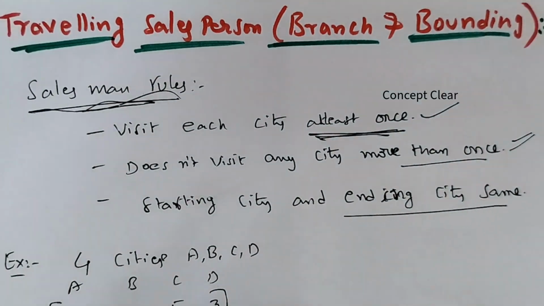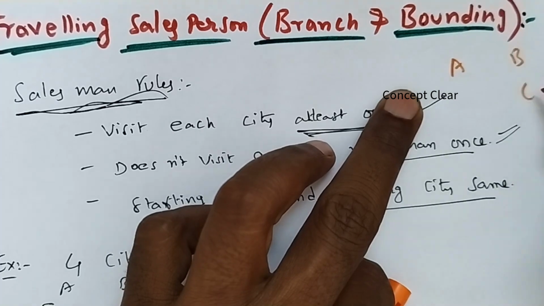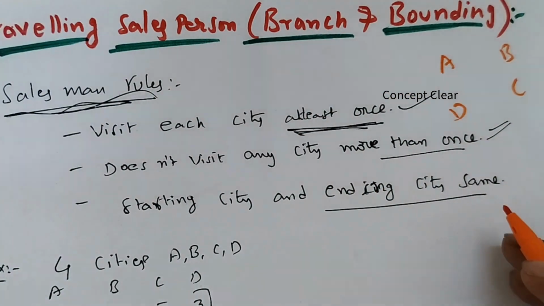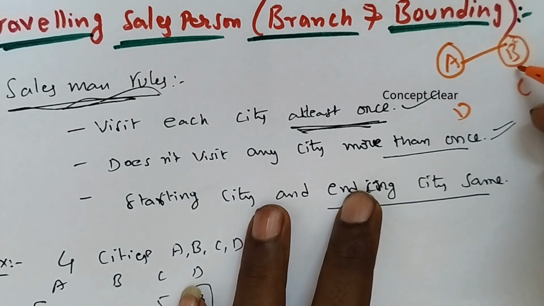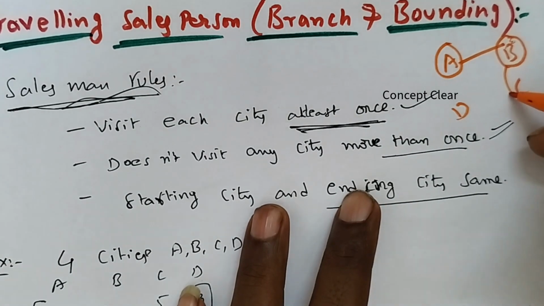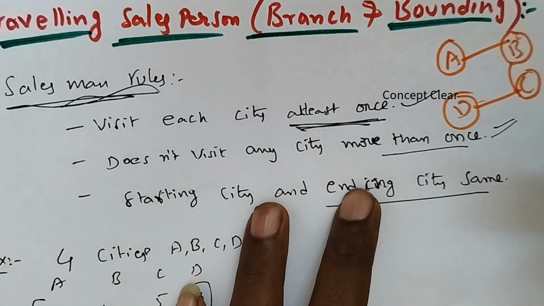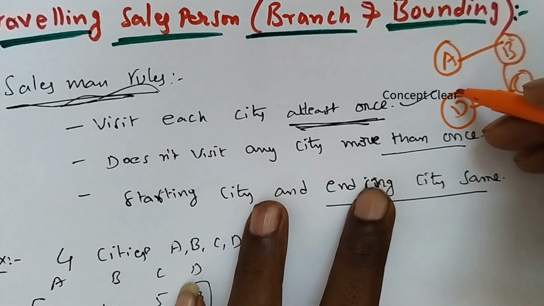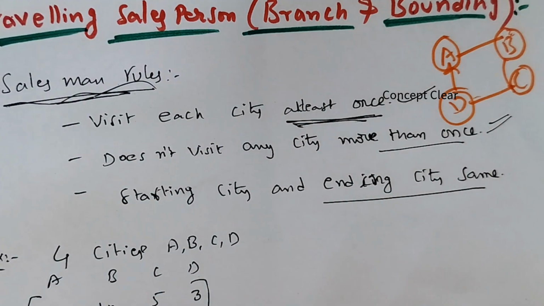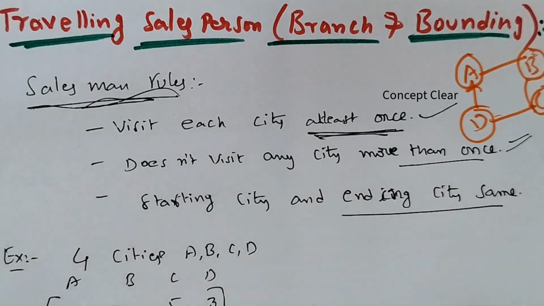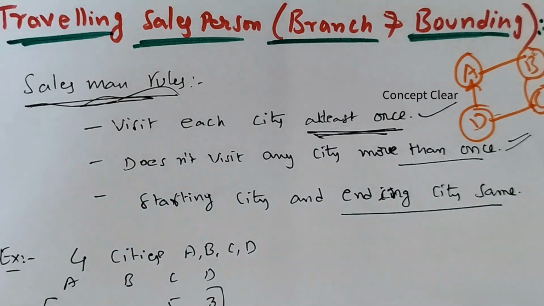For example, we have four cities A, B, C, D. You start from A to B, then B to C, and C to D, and finally back to the original location A. Like that, we have to cover all the cities only one time. But what is the problem here? Which path, if you select, will cover all the cities with less cost. That has to be found out.